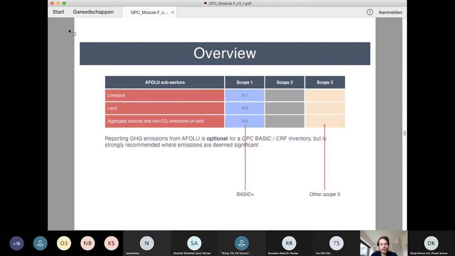This is how you report them. Again, they're all BASIC+. V1 for livestock, V2 for land, V3 for aggregate sources. And you also have other Scope 3, which are basically the life cycle emissions, but they're not required at all by BASIC or by BASIC+.